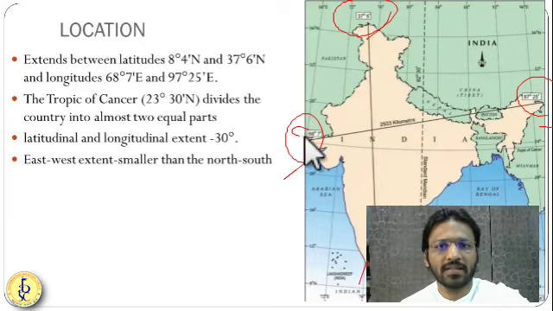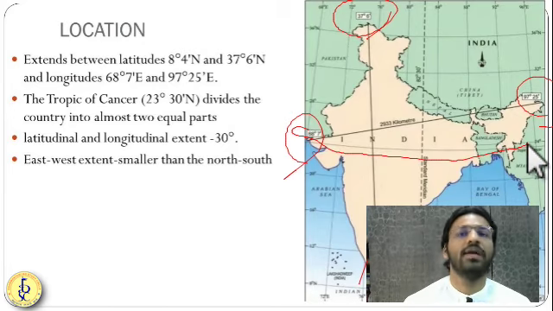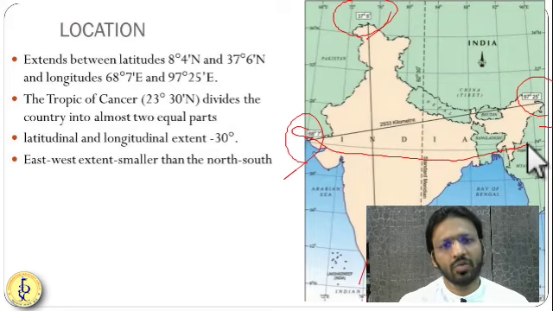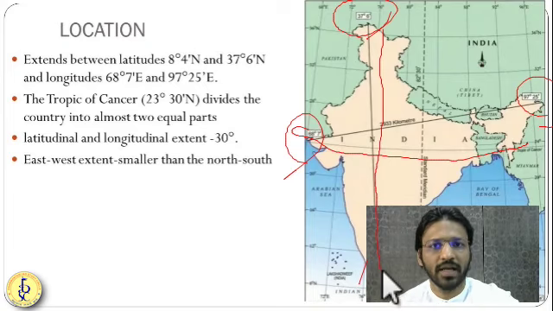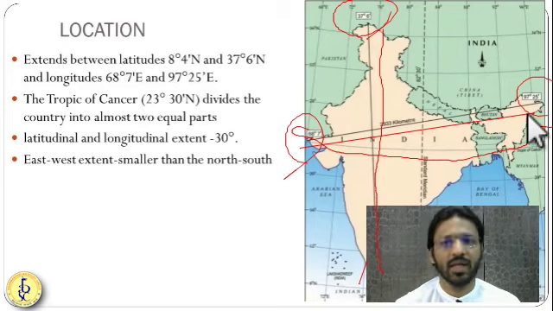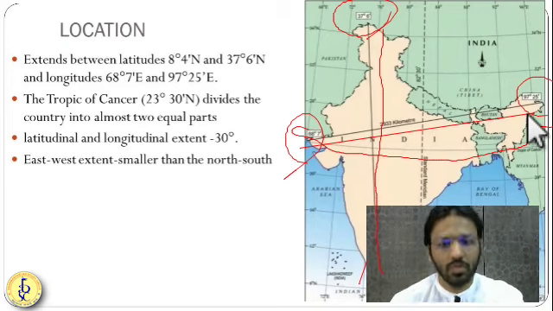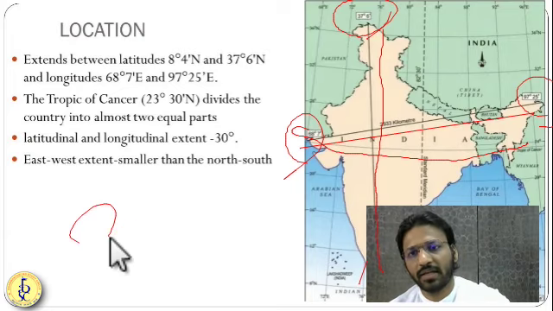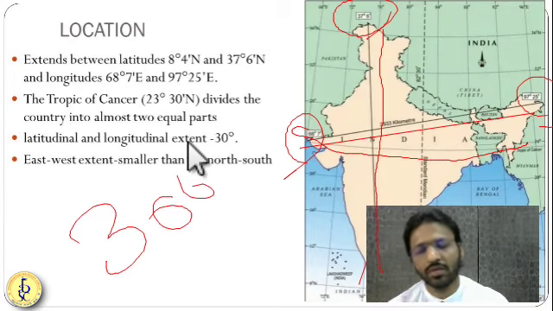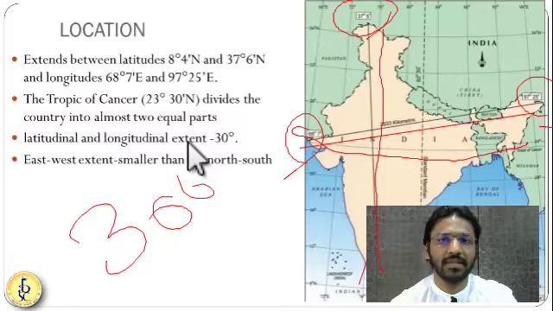The Tropic of Cancer divides India almost into half. It goes through various states; you know the names of the states. The north-south expanse of India is more compared to the east-west expanse. Overall, the longitudinal and latitudinal extent is 30 degrees. We have all seen this.